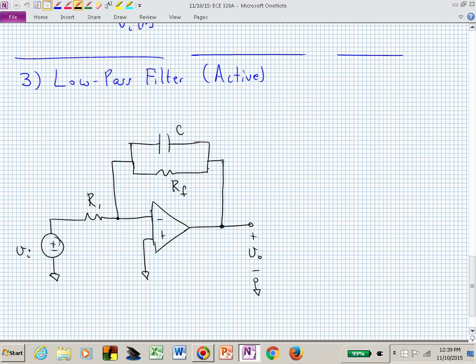Meaning, if somebody just sketched or said, oh, here's some impedance in the feedback path, we could say this is Z sub F. Now we have exactly the same structure that we had in circuit 2, where we had R sub F and R sub 1, except now we have Z sub F and R sub 1.